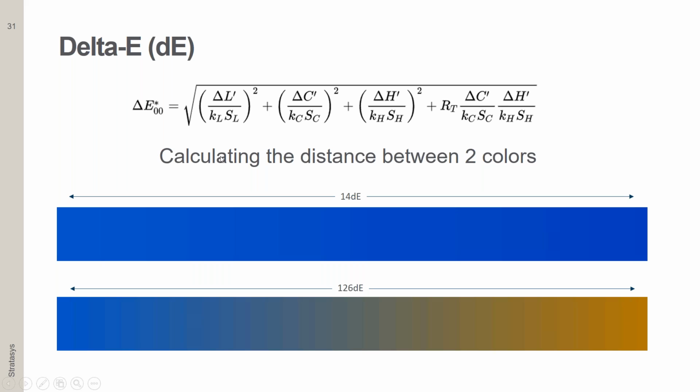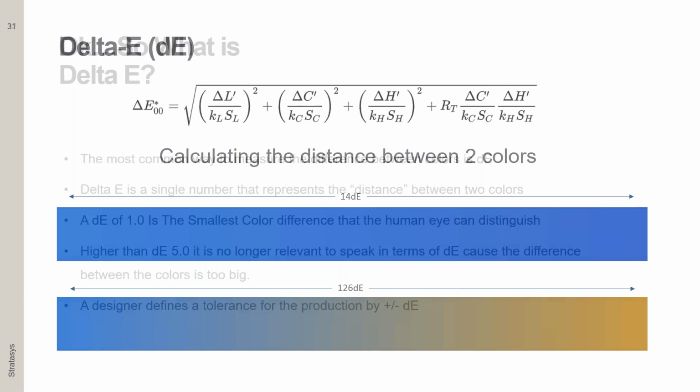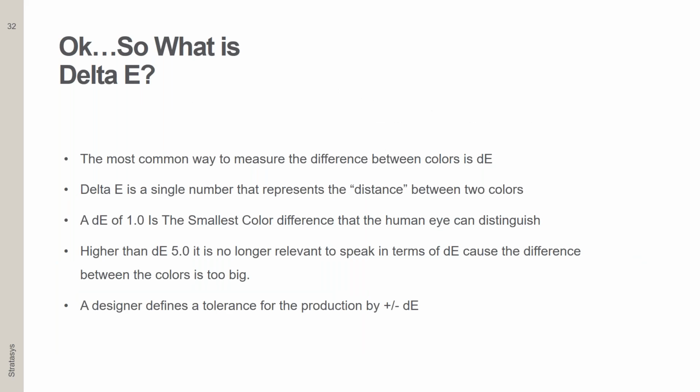That means, okay, what is delta E? Delta E is the most common way to measure the difference between colors. It's a single number that represents the distance between two colors, and the delta E of 1 is the smallest color difference that the human eye can distinguish. Higher than 5 delta E is no longer relevant to speak in terms of delta E because the difference between the colors is too big.